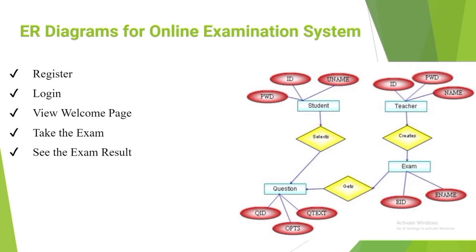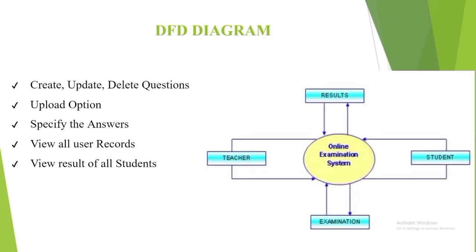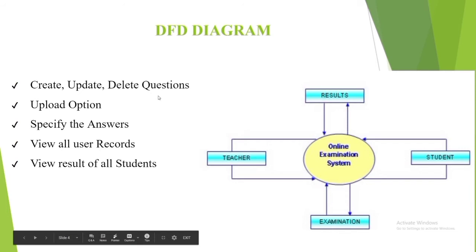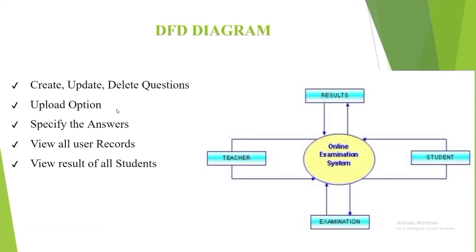So we'll be starting with a register login page, and then we have the welcome page, take the exam and see the exam results. In the DFD diagram, that is the data flow diagram, this is our main system, then there'll be results, teachers, students and examination. So we can create, update, delete questions, upload options, specify the answers, view all user records, and view results of all the students.